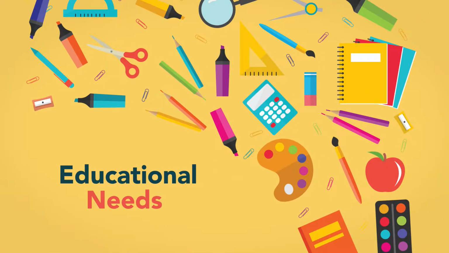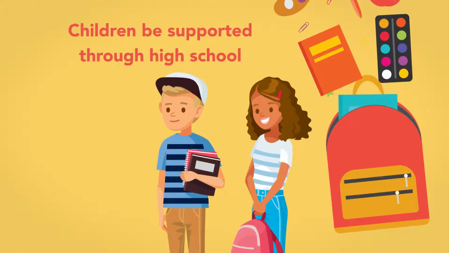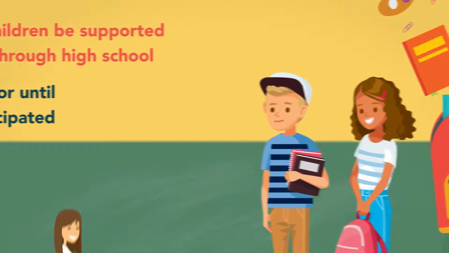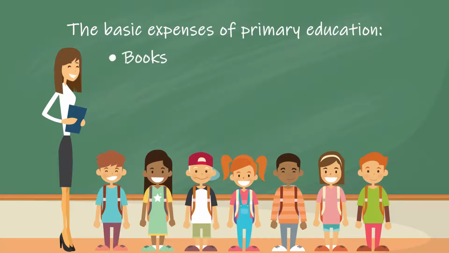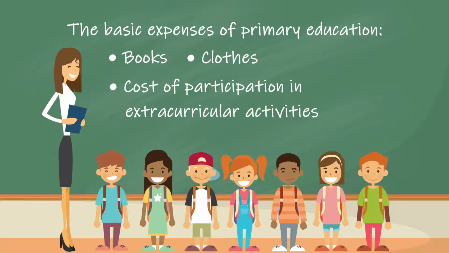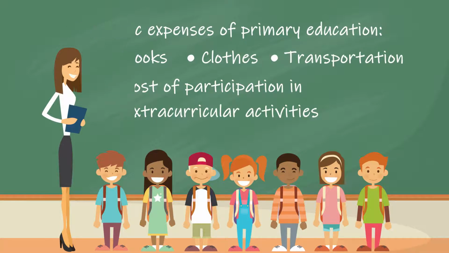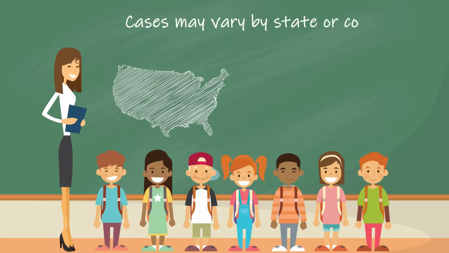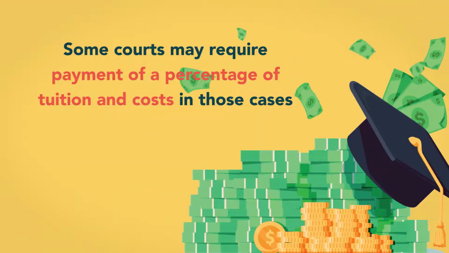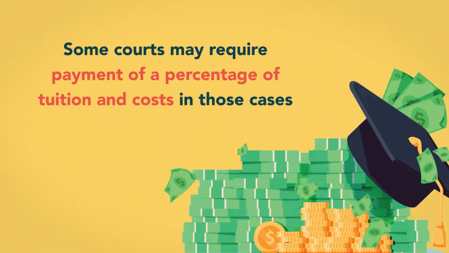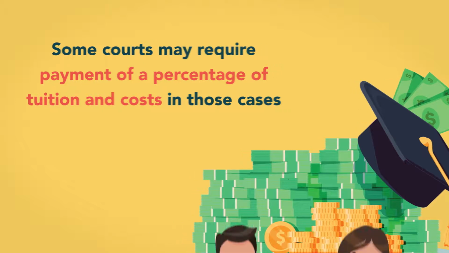Educational needs. All states require that children be supported through high school or until emancipated. This support includes the basic expenses of primary education like books, clothes, cost of participation in extracurricular activities, transportation, and so forth. Cases may vary by state or court when other educational issues arise, like private school or college. Some courts may require payment of a percentage of tuition and costs in those cases.